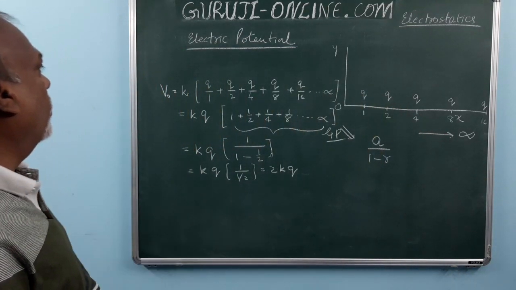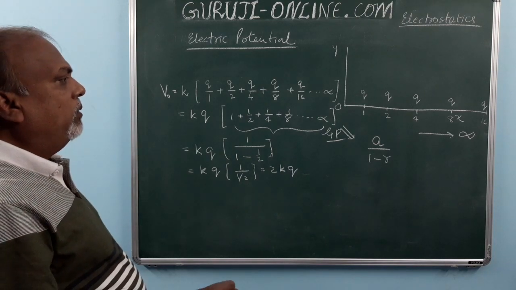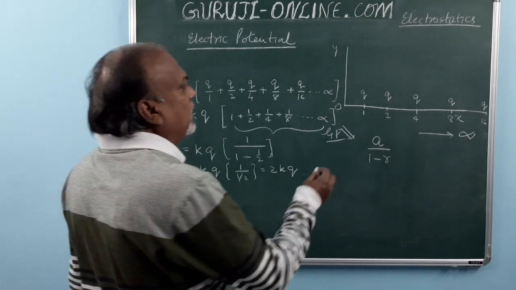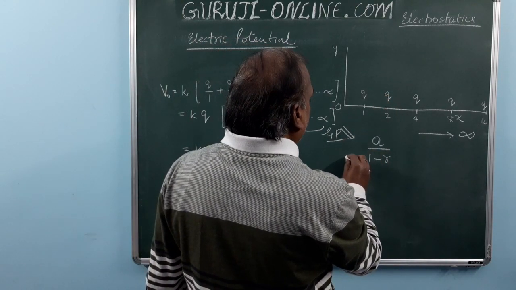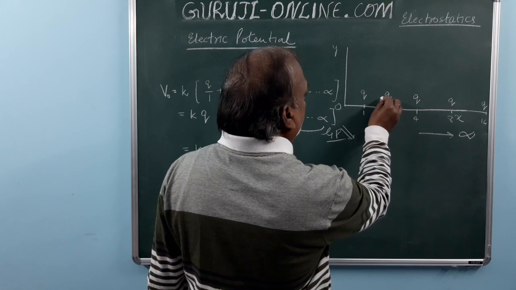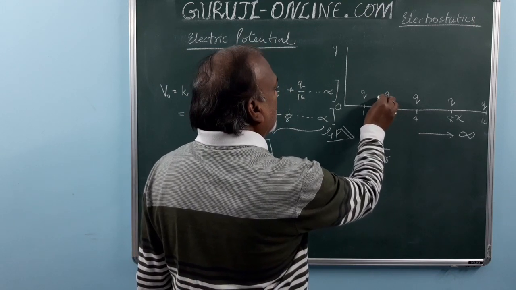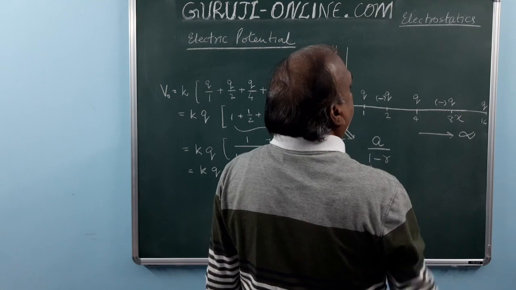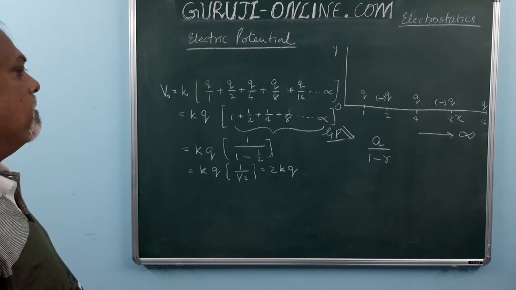Sorry, 2KQ. Now in this question, suppose we change it a little bit: alternate charges are minus. Then what will happen? Let us see.